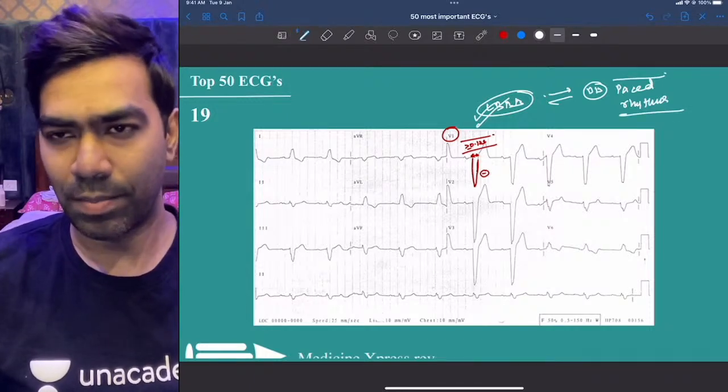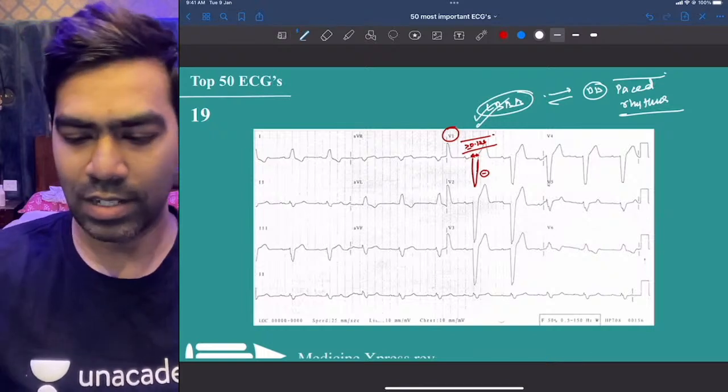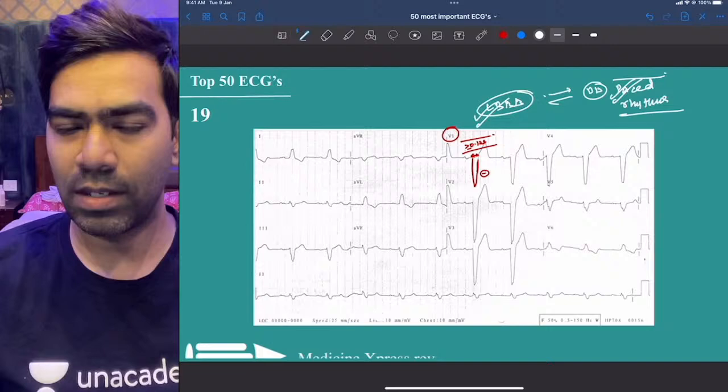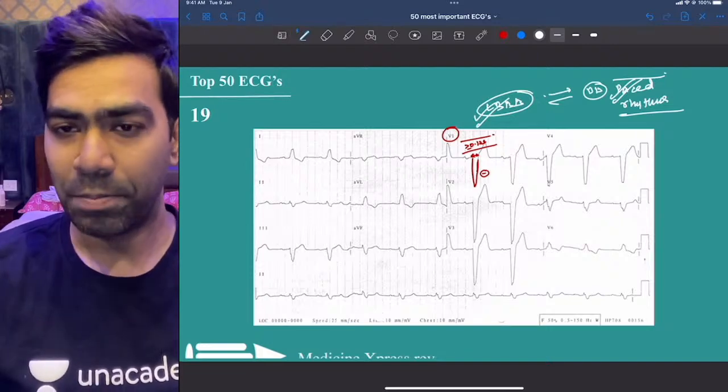Especially those leads, I mean, usually commonly placed in the right ventricle. That is the reason you get a left bundle branch block pattern. But how will you differentiate LBBB, a true left bundle branch block, from a paced rhythm?